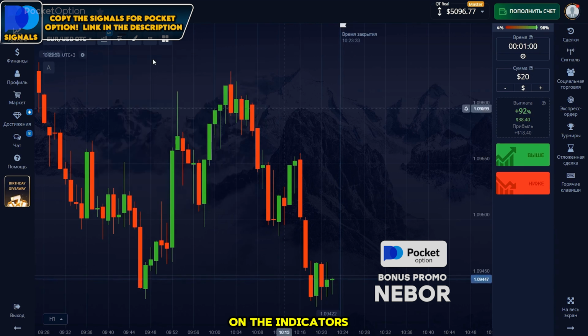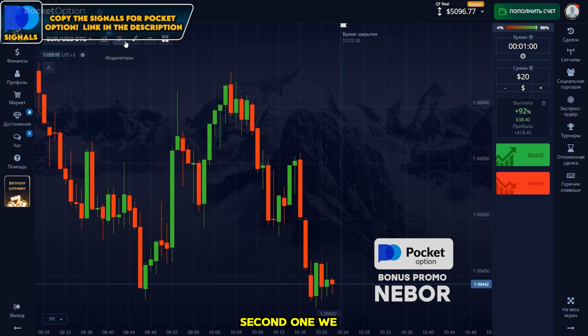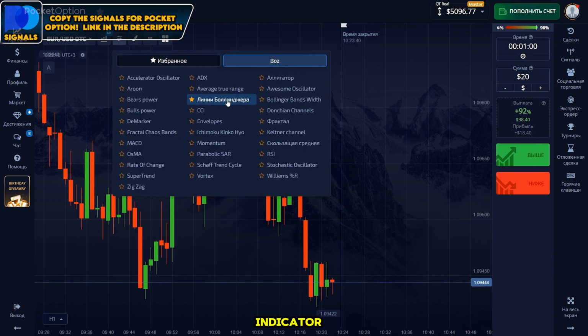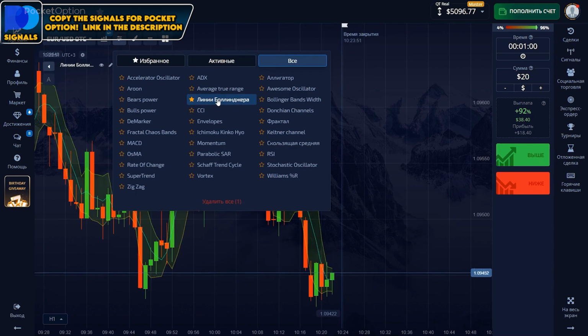Next, we click on the indicators tab. Here is the second one. We click here and we select our Bollinger Bands indicator. I have already added it to favorites. You can also add it to favorites, but it's up to you. We click on the Bollinger Bands indicator.